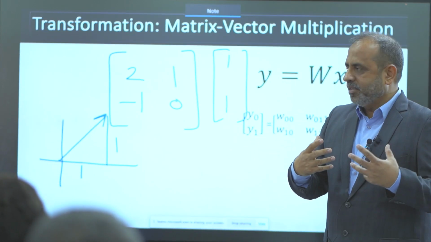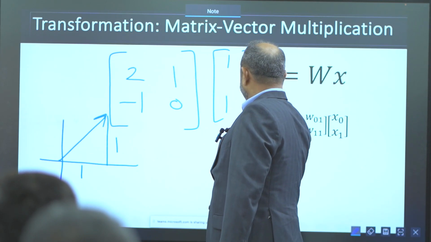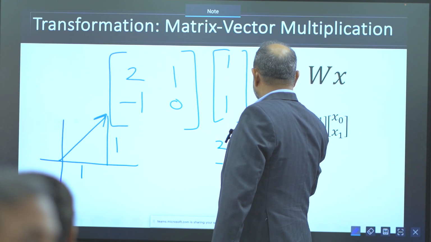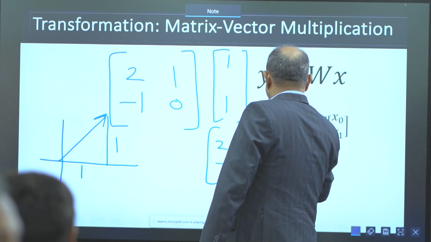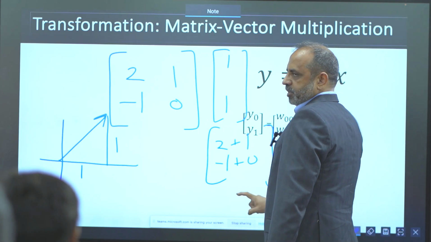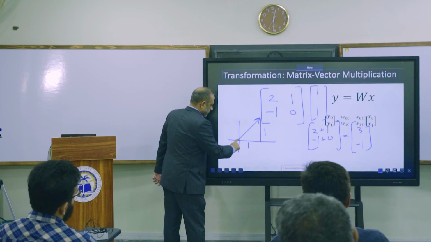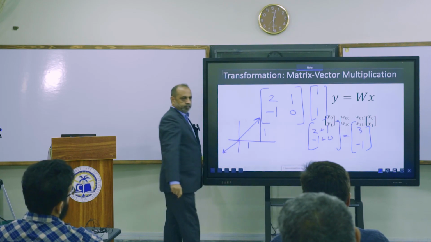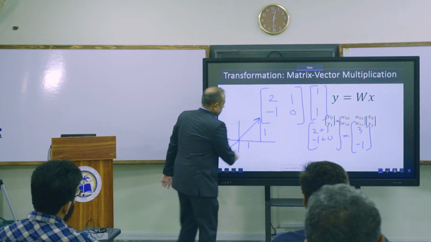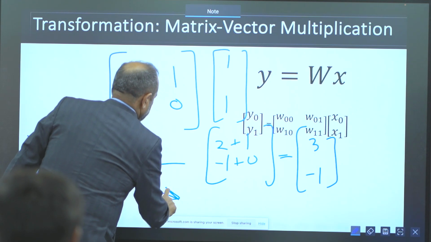Once I multiply this with the matrix, I get 2 plus 1, and I get minus 1 plus 0, so I get 3 and minus 1. If I plot it here, it is 3 and minus 1.